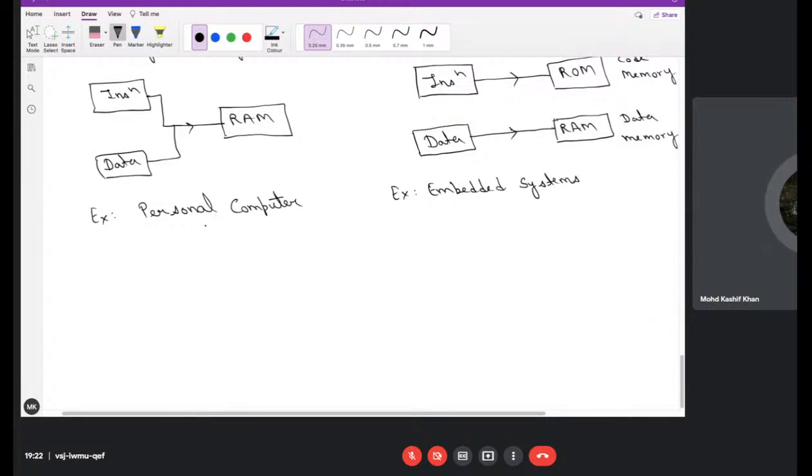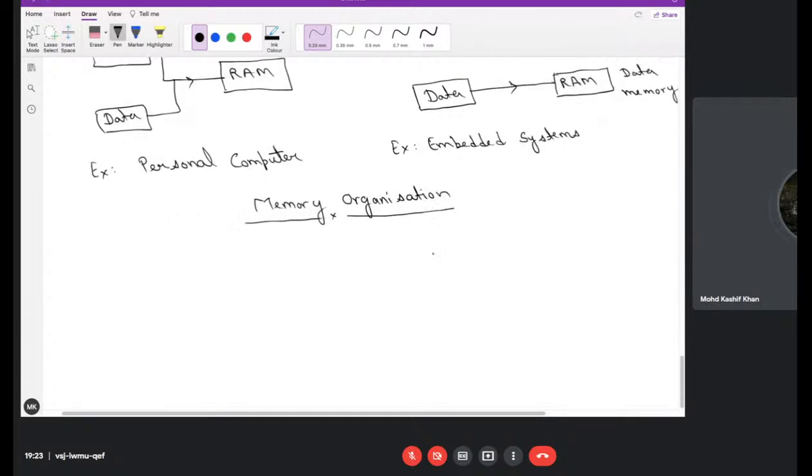So now we will see the actual memory organization, that is, how the memory is actually there and how we use it. Now write the heading: memory organization.